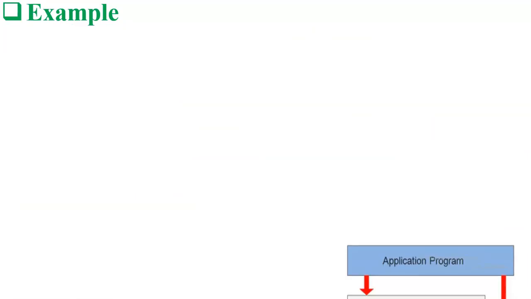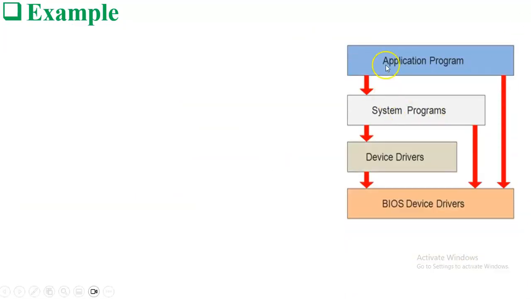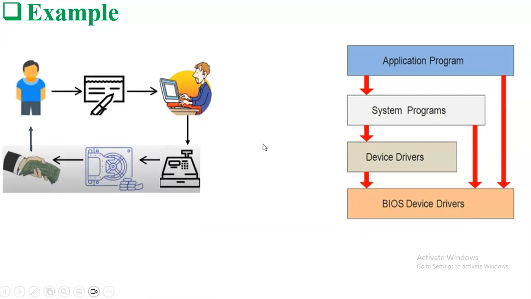Now let us understand with one example. As I told you, this is a block diagram wherein application layers are followed by system programs, then device drivers and BIOS device drivers. If you just check, you will be able to understand that the application program can have access to BIOS device drivers and the layer which is below it, that is the system programs. Again, system programs can have access to device drivers and BIOS device drivers. Device drivers can have access to BIOS device drivers. So let us try to understand this.